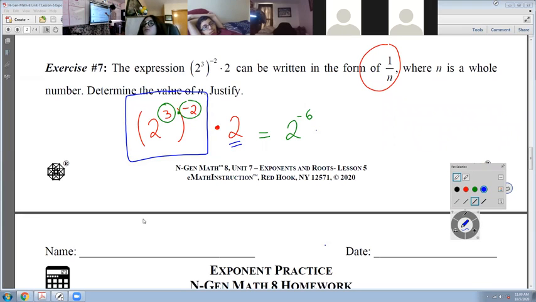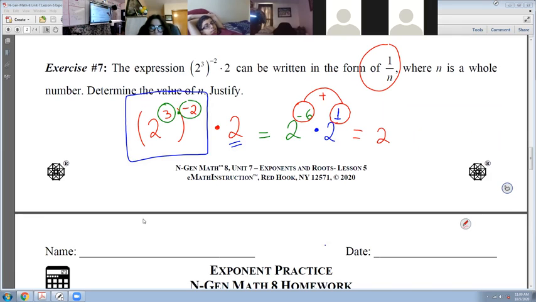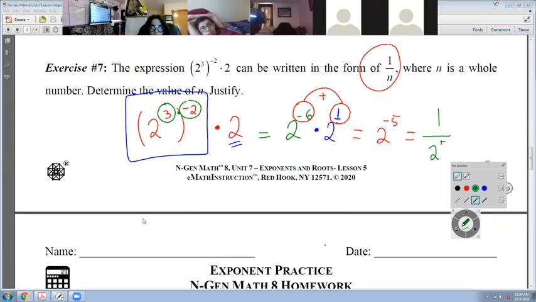But I have 2 in here. Let me copy this 2 right here. What is the exponent of this 2? 1. Very nice, because I have only 1. Multiplication turns into addition. Very nice. Total power of negative 6 plus 1 is negative 5. How can we change a negative exponent to a positive exponent? Flip it, to the power of positive 5.